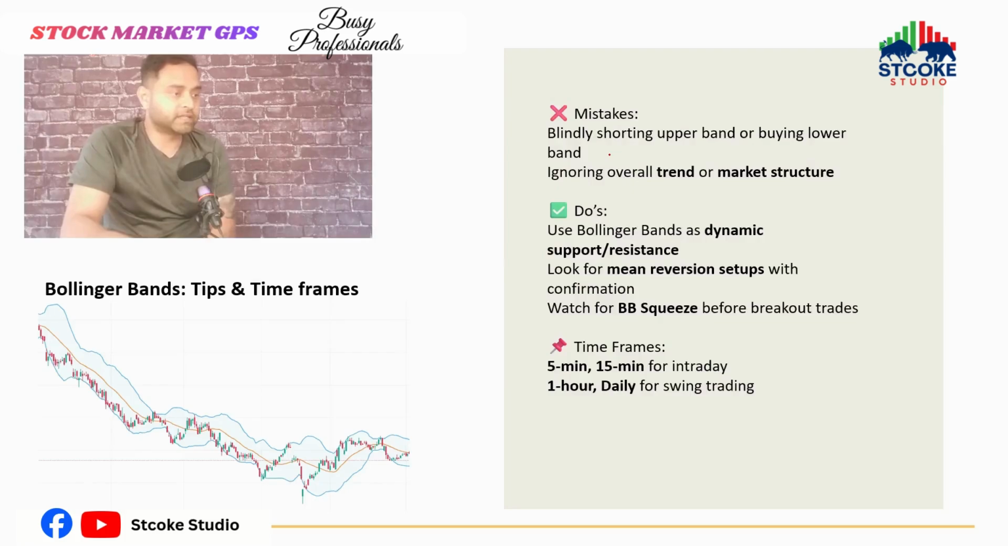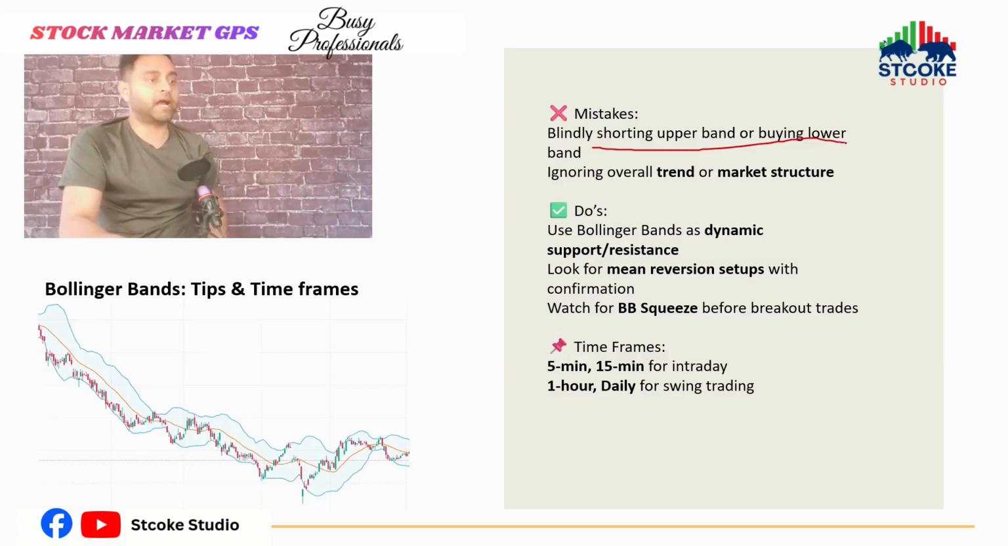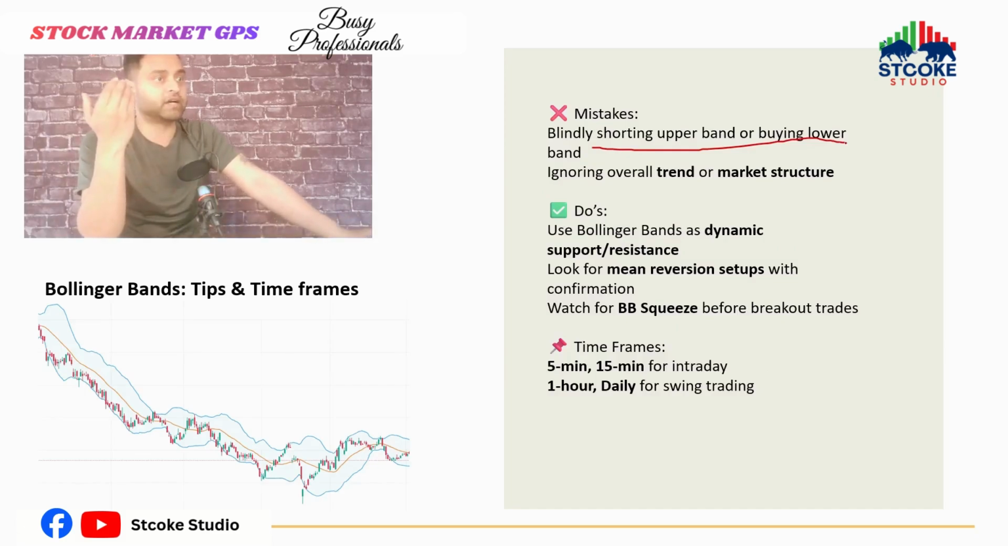Okay, some of the mistakes that we will try to avoid with Bollinger Band, which I already mentioned: don't blindly short when price has reached the upper band, or don't blindly buy when price has reached the lower band. So you will have to take confirmation from overall price action, from market structure, from other indicators, volume and trend, etc., etc. You will have to consider before you can do this.